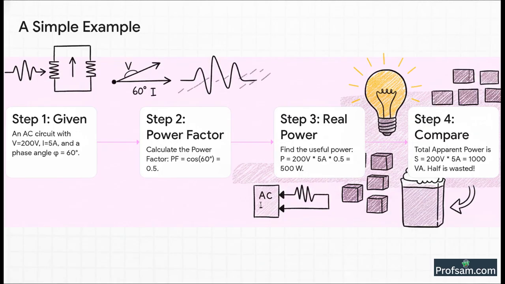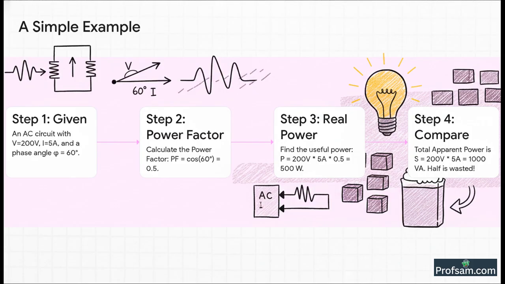Let's make this crystal clear with a tiny example. Let's say we have a circuit with an RMS voltage of 200 V and an RMS current of 5A. But because of some motors, maybe, the current is lagging behind the voltage by a phase angle of 60 degrees. So, step 1, what's the power factor? Simple, it's cos of 60 degrees, which is 0.5. Now, what's the useful real power? We just multiply everything, 200 times 5 times 0.5, which gives us 500 watts.